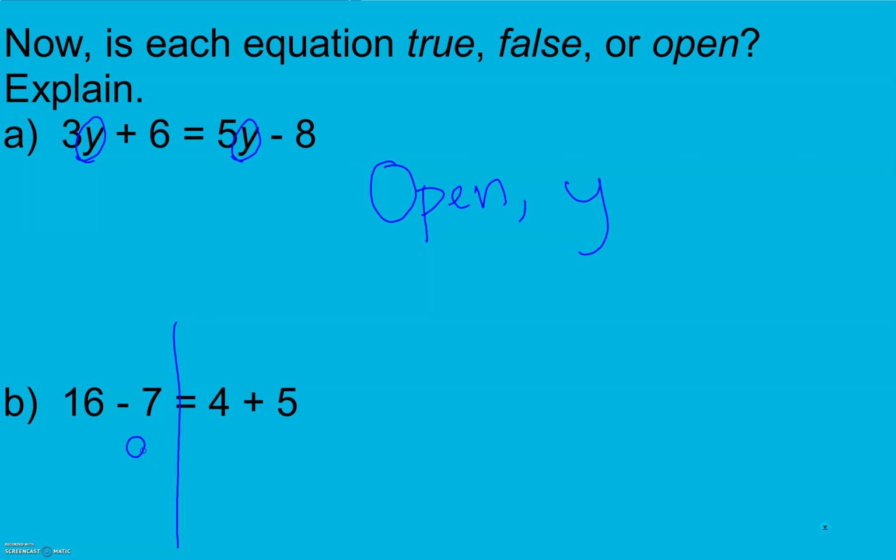16 minus 7 gives me 9, and 4 plus 5 gives me 9. 9 does, in fact, equal 9. That's what we're looking for. So here, it's true.